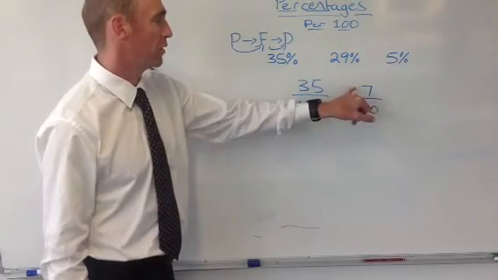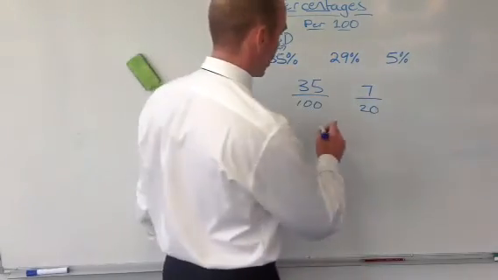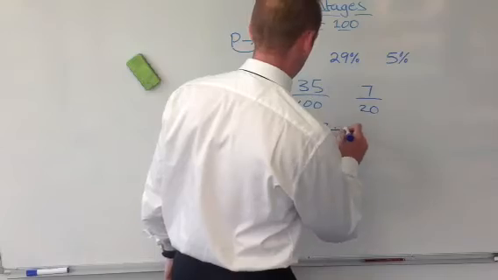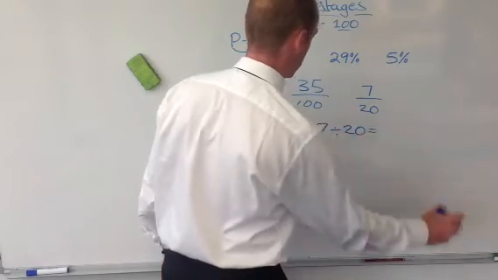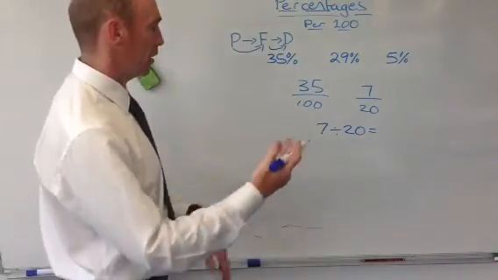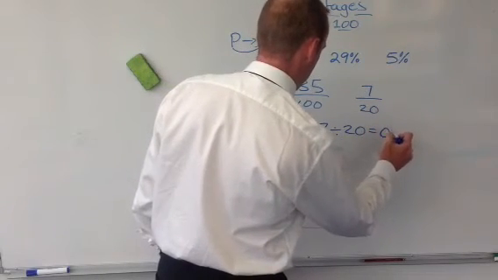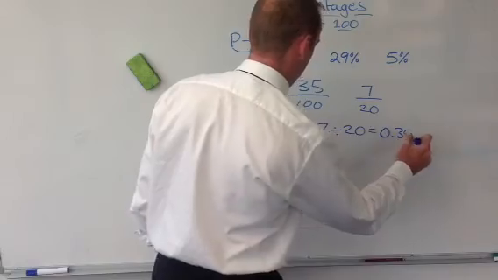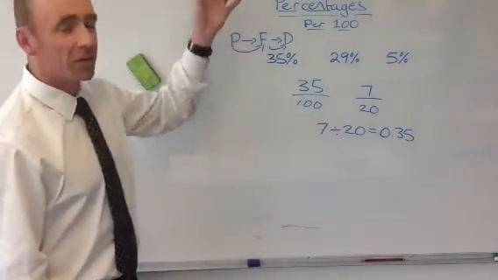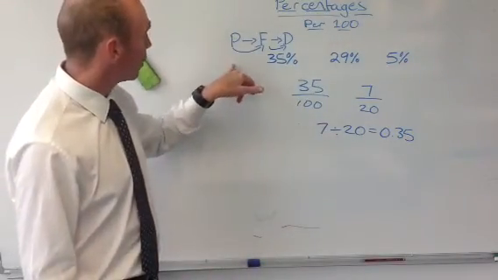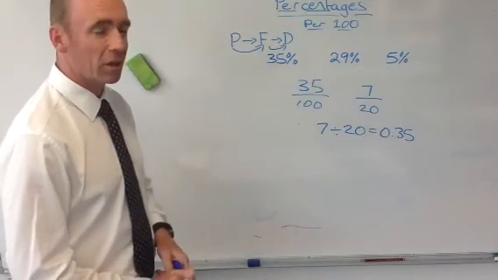Alright, so what I do is 7 divided by 20. Do that on your calculator right now. I'll wait for you. Or you pause actually, and then just hit play again. And you will get 0.35. Okay? So percentages out of 100, moving to fractions and decimals, really quite simple.